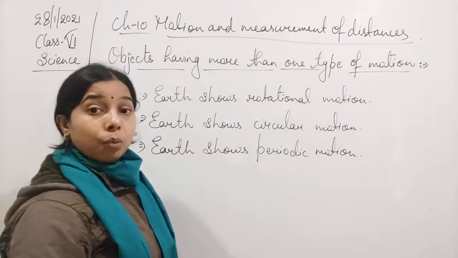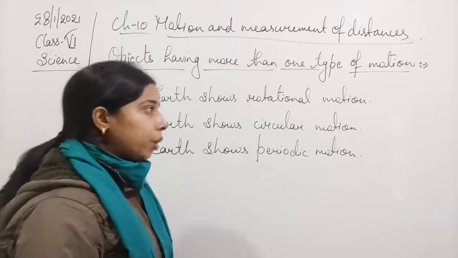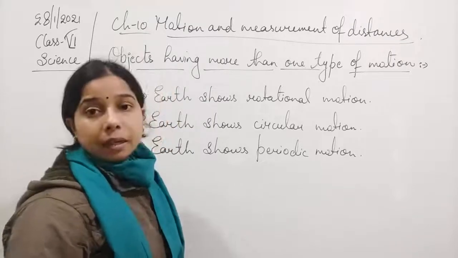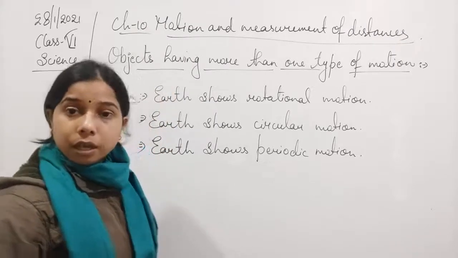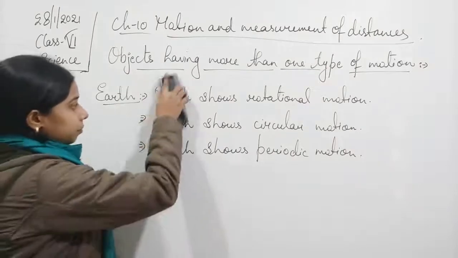So these are the three types of motion shown by the Earth itself. You can see that one object is showing three different types of motion: rotational, circular, and periodic. Now the next one is a bicycle.